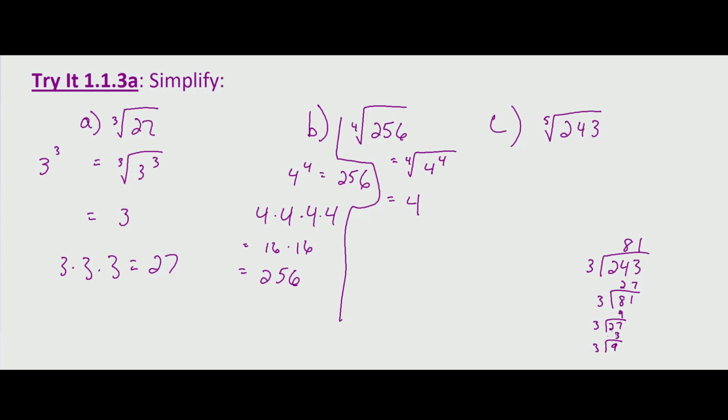So 9 divided by 3 is 3. Well, how many 3's is that? That's 1, 2, 3, 4, 5. So 3 to the fifth equals 243. So we can rewrite this as the fifth root of 3 to the fifth. The fifth root of any real number being raised to the fifth power is just going to be that real number. So the fifth root of 3 to the fifth is simply 3.